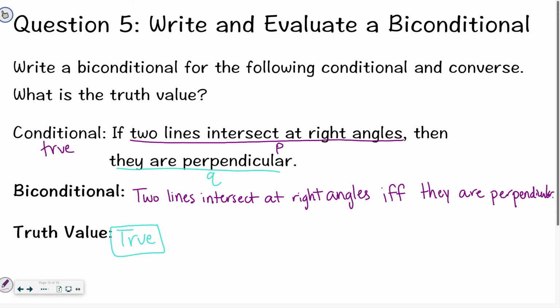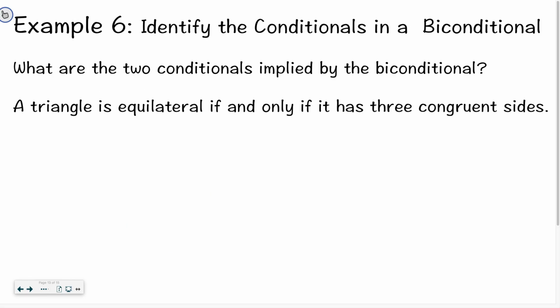My converse, remember I just flipped the order: if two lines are perpendicular, then they intersect at right angles. That is also true. So I have two truths, which make a biconditional truth value of true, because my truth values match. All right, example 6.